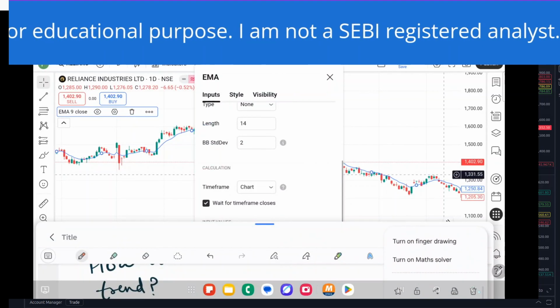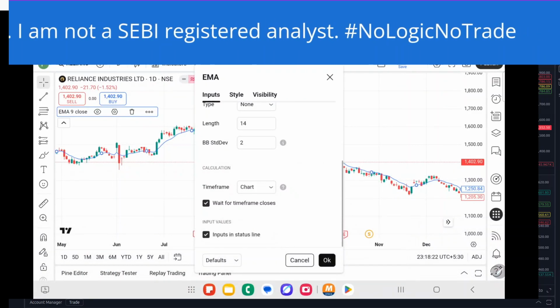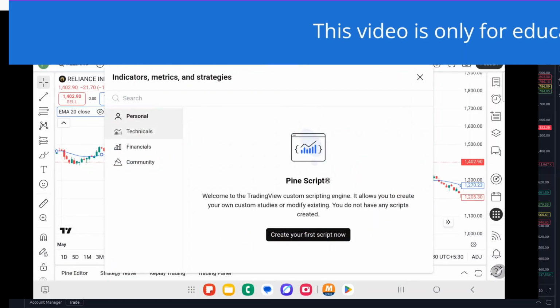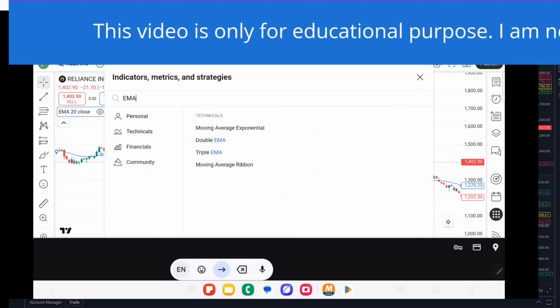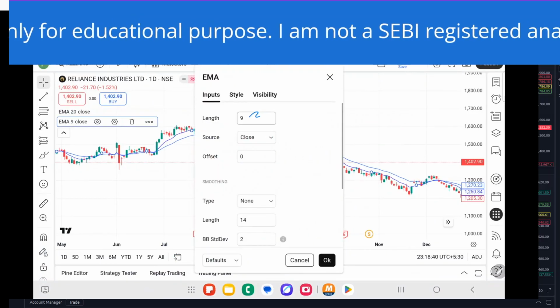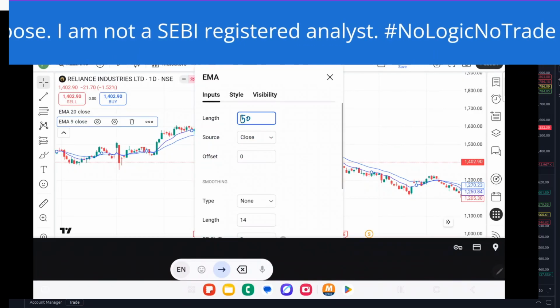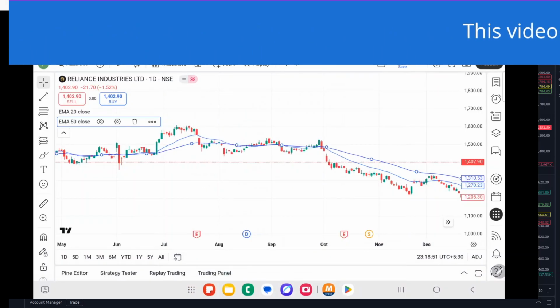Let me exit it. So we click okay, and now this line represents EMA 20. We can add another indicator, the same EMA, and again change the setting to EMA 50. That's all. Okay, so you now see it has drawn two lines, EMA 20 and EMA 50.